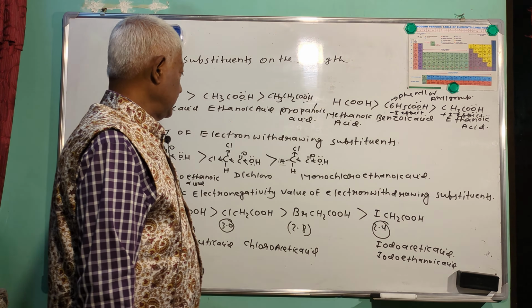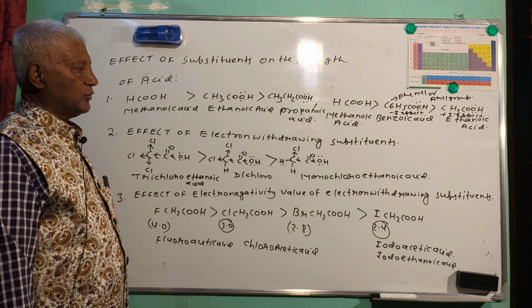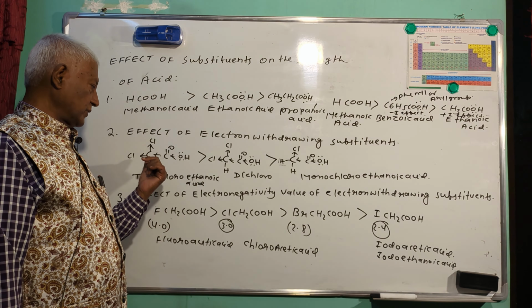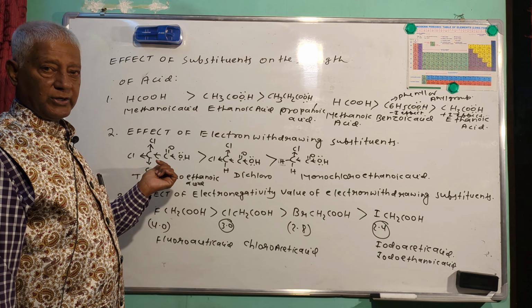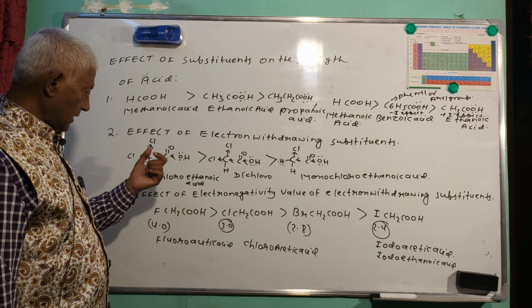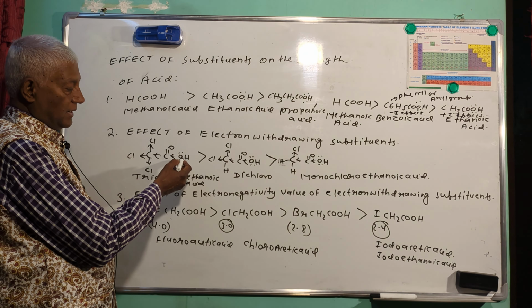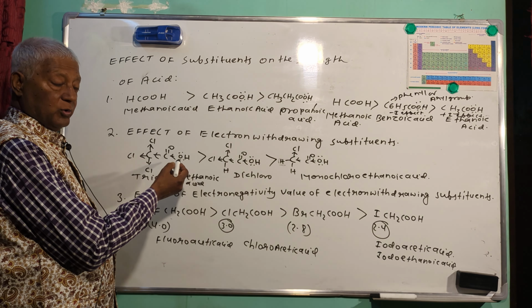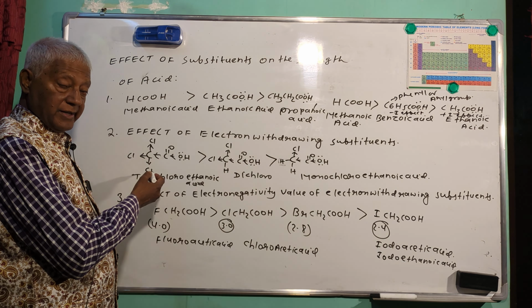Next, sometimes they ask you to write down the effect of electron withdrawing substituents. Suppose in this case there are 3 chlorine atoms; all halo groups are electron withdrawing groups. So the 3 chlorine groups withdraw the electrons, and the electron density over here is very low. If the electron density is very low, it loses the proton easily. So it is a stronger acid.